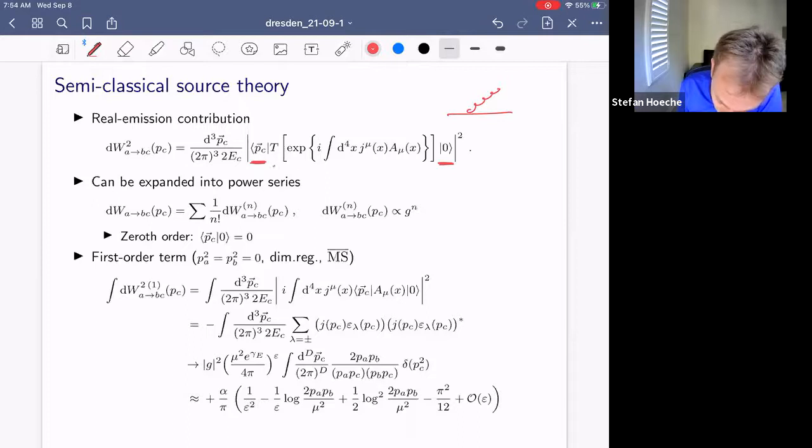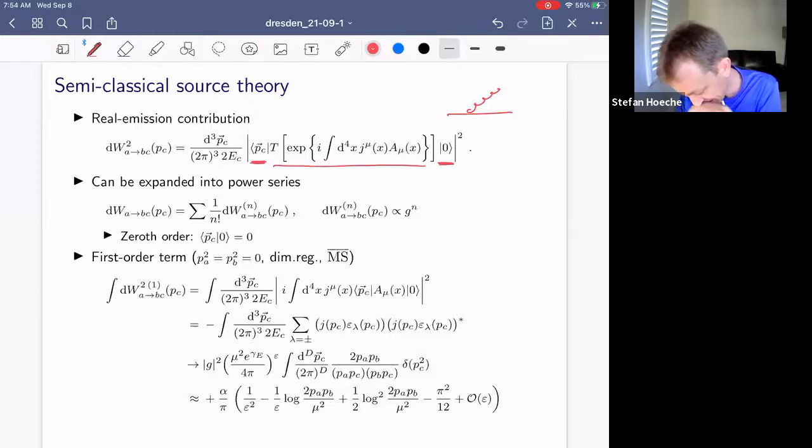But again, we can insert any number of interaction Hamiltonians in between. By the way, I forgot to mention earlier that this structure that you see here is the same as what appeared in Dave's lecture yesterday, this Wilson line with which the parton distribution was defined. So again, let's expand this into a power series. We pull out a factor 1 over n factorial, and we define these individual terms as proportional to g to the n. So we sort by the coupling. We perform perturbation theory.